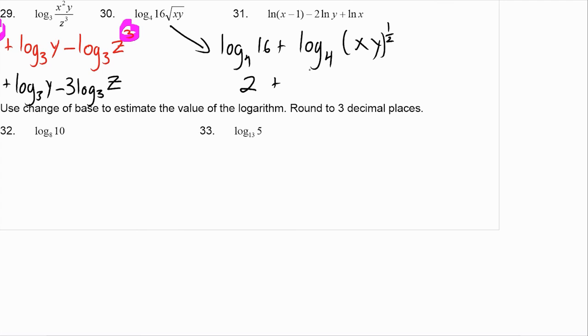And then if I bring the 1/2 down, and then I split up the x and y, I need to make sure that that's on the parentheses on the outside. So log base 4 of x plus log base 4 of y. And that's going to be my expanded version. Now, if you wanted to distribute that into those, that would be fine as well. Or you could keep the 1/2 on the outside. Does not matter. I would still give both credit.